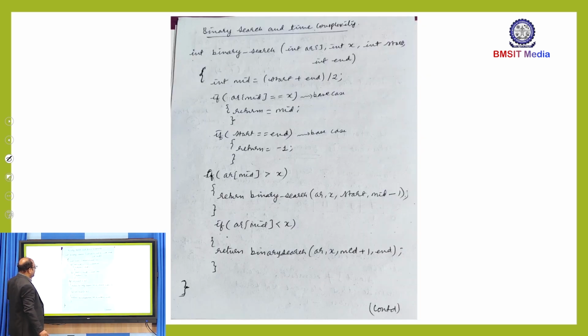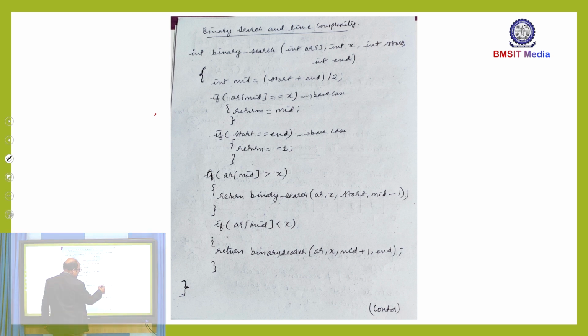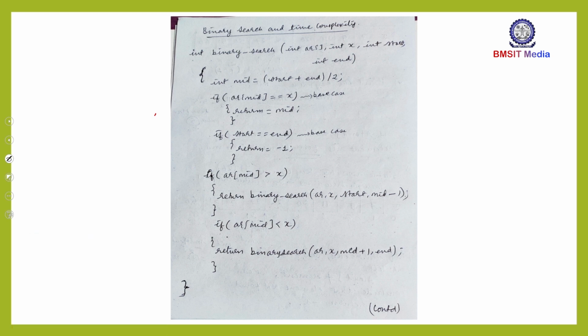Then a typical algorithm for binary search: we have the binary search with array, key element, start and end. We are going to check with the mid value. The base condition is: array of mid is equal to x, which means if the element is found at the mid of the array, we are going to return it. Or else we have to keep on checking with the recursive call: the left side, array, key element, start, mid minus 1; and the right side, array, key element, mid plus 1 and end.